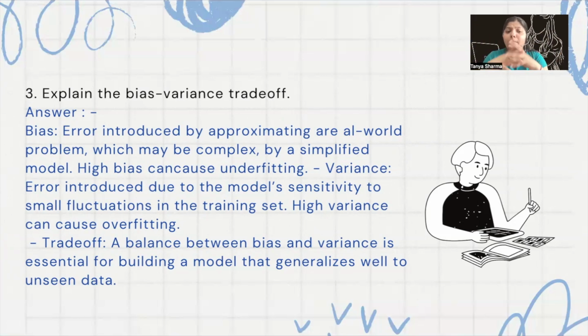The trade-off is a balance between bias and variance, which is essential for building a model that generalizes well to unseen data. So it's a balance between bias and variance to make a model that will provide us more fruitful results.